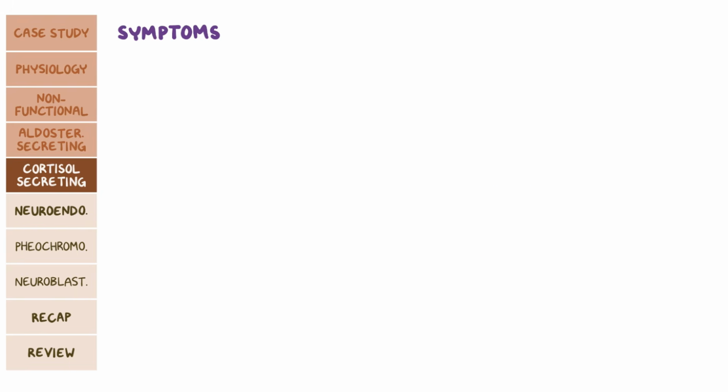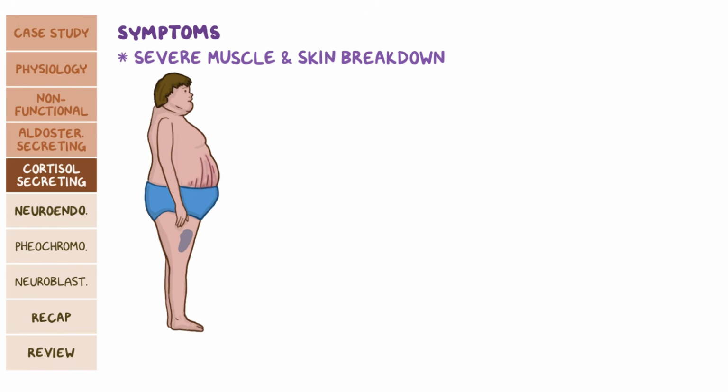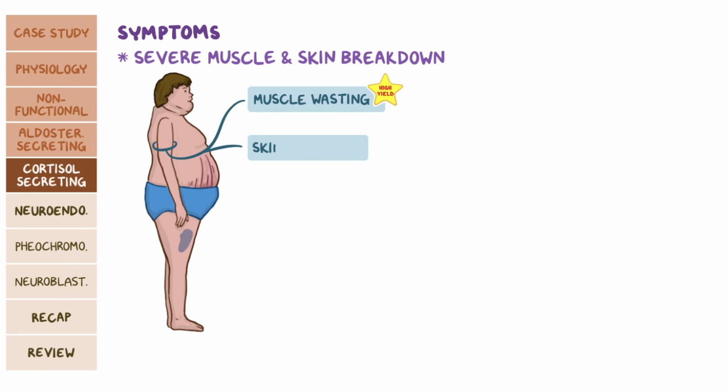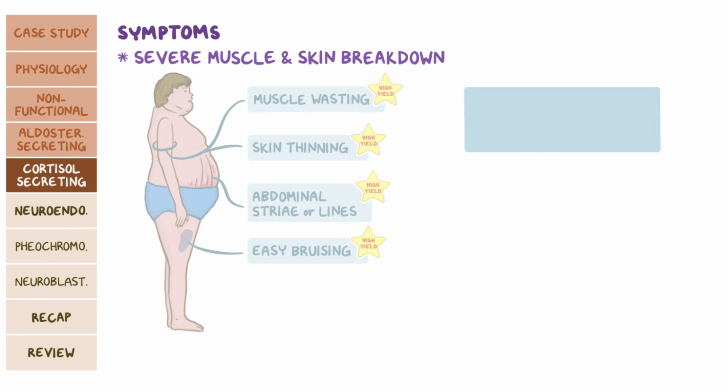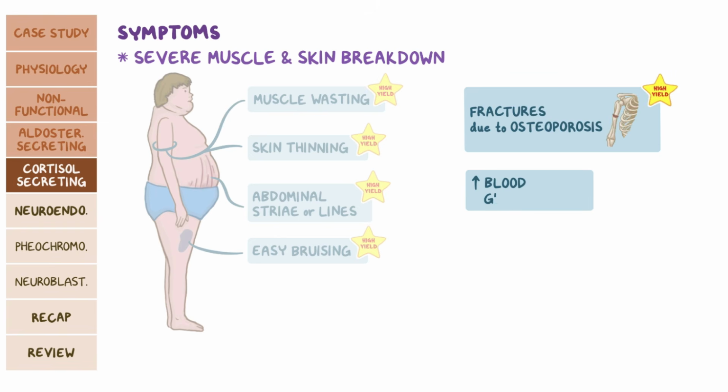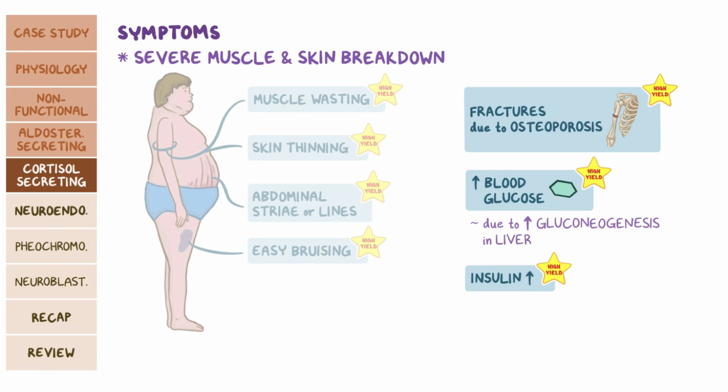The symptoms of Cushing syndrome are directly related to the effects of excess cortisol on its various target tissues. For example, excess cortisol leads to severe muscle and skin breakdown, which leads to muscle wasting, skin thinning, abdominal striae or lines, and easy bruising. The bones are also broken down, so fractures can occur due to osteoporosis. Next, there's elevated blood glucose level due to increased gluconeogenesis in the liver. As a result, insulin level goes up, and eventually, insulin resistance develops.